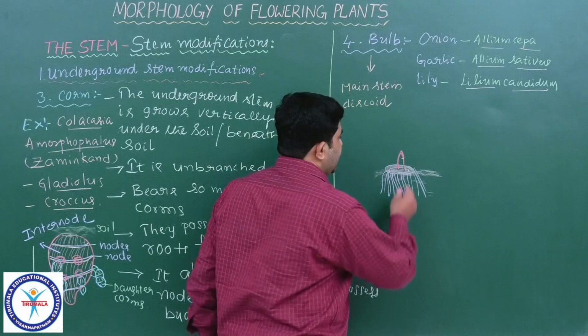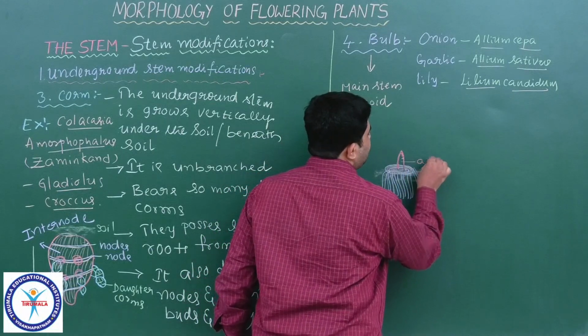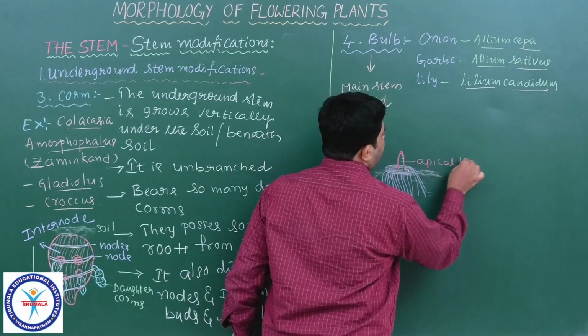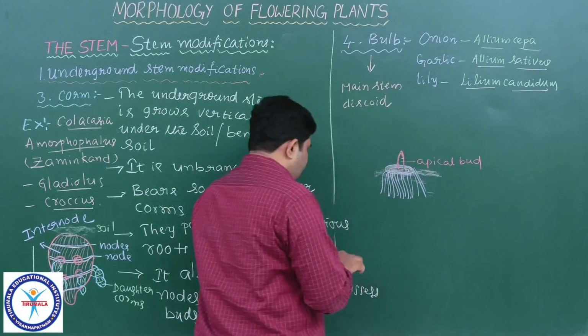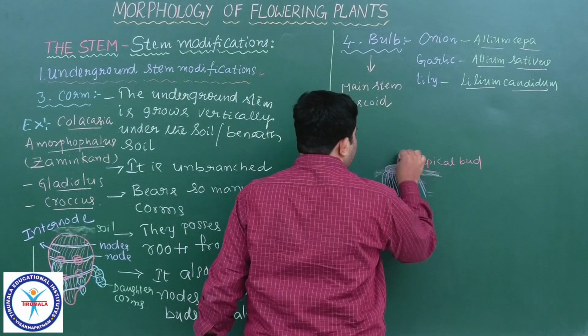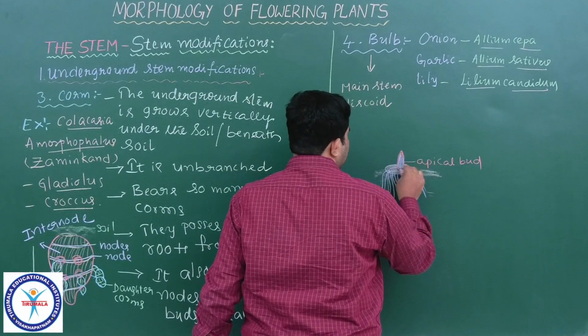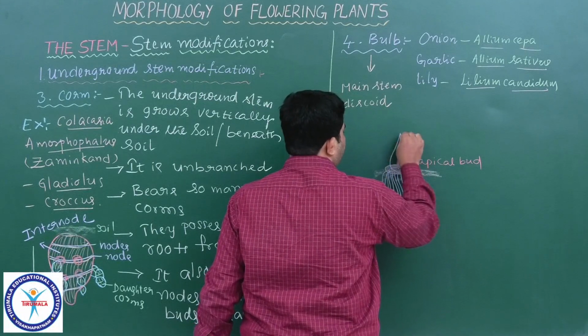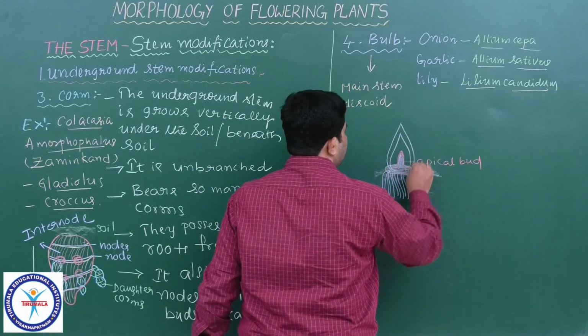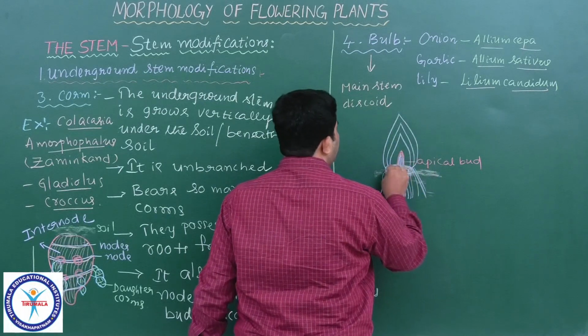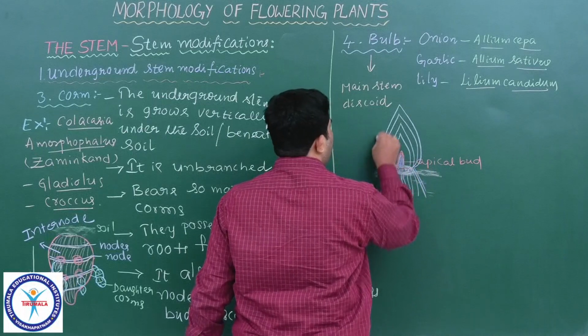Understood? So this is an apical bud. What is it, students? It is the apical bud. Around this bud, a number of thick fleshy scaly leaves are going to develop. Here, see, all these thick fleshy scaly leaves are developed.